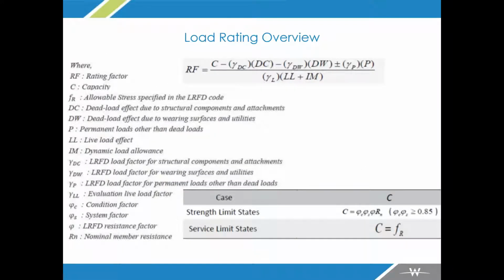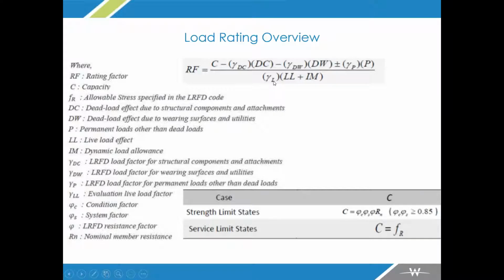The general rating equation is as shown above here. Basically, just as I quickly described, capacity minus your dead load factor times the dead load component, minus the DW or future wearing surface times the DW component. And then if there's any additional permanent load, from permanent settlements or anything else that's really just permanent on the structure, then you're dividing that by your gamma L, which is your live load.